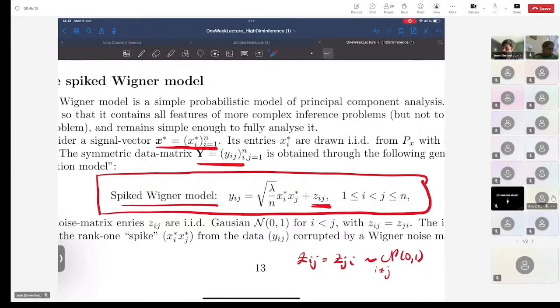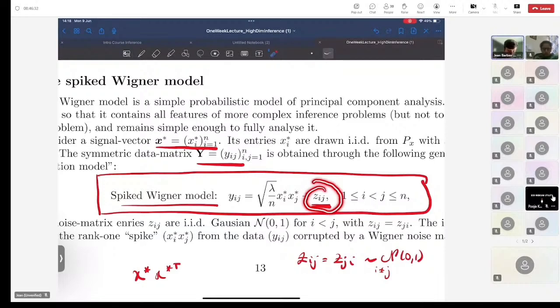Okay, so matrix-wise, you can write it like this: x star x star transpose. A rank 1 matrix like this is called a spike. So this is a spike model because you have a full rank noise matrix, which is perturbed by a rank 1 spike, and you're trying to recover the rank 1 spike from the sum of the two.